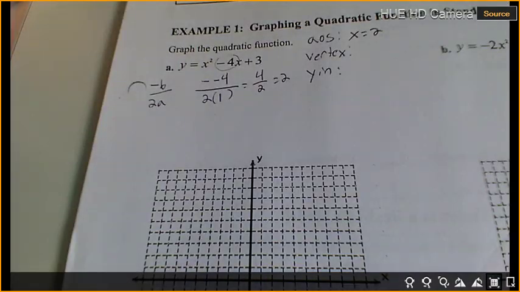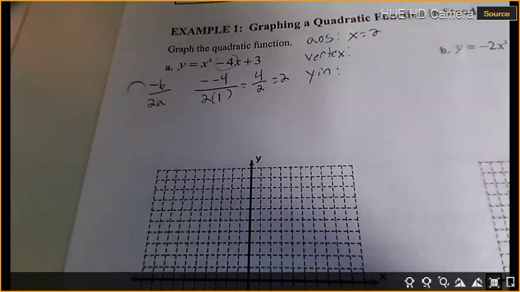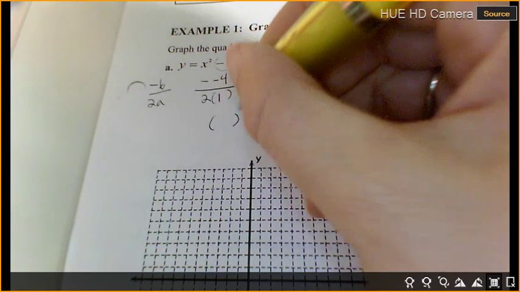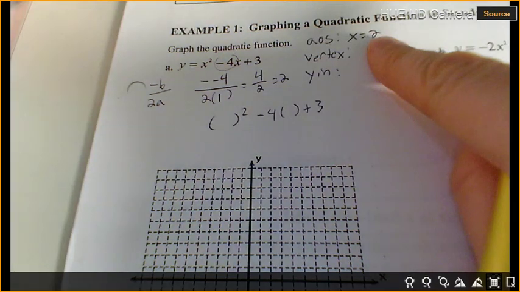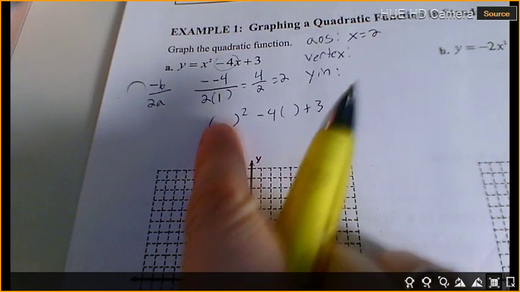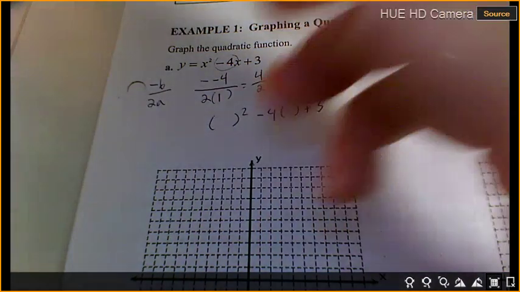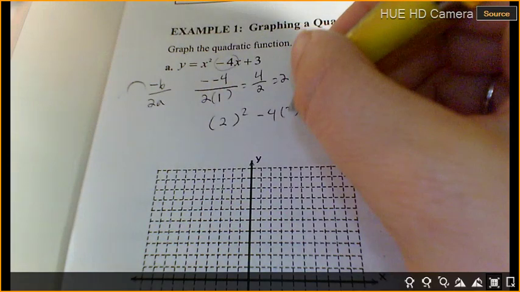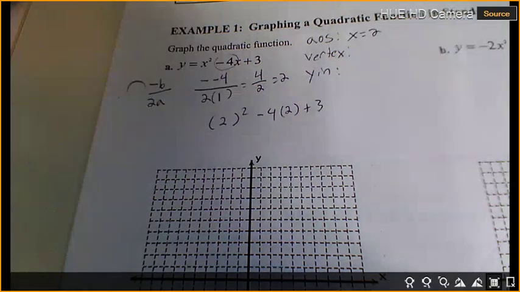Now that we have the axis of symmetry, to find the vertex, I plug the axis of symmetry in. So instead of x, I'm going to put 2. See how I left parentheses? I rewrote this, but I put the parentheses for where I'm going to put my number. Now I'm going to put the number 2 here. You could put this all in your calculator at once. You could go 2 squared minus 4 times 2 plus 3.